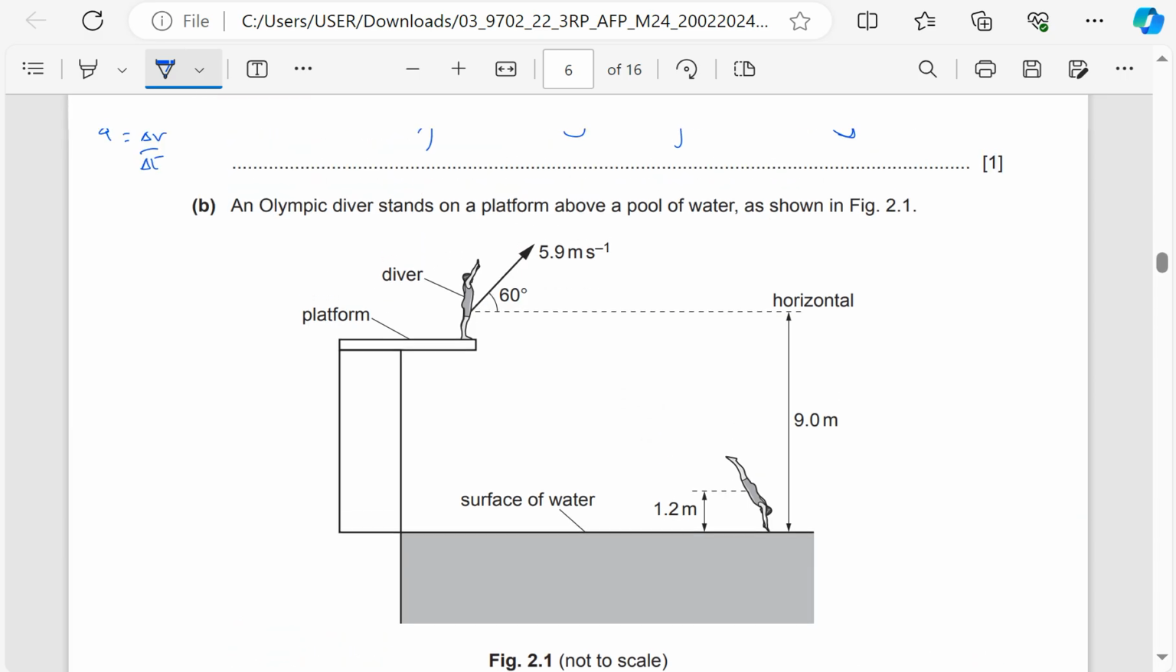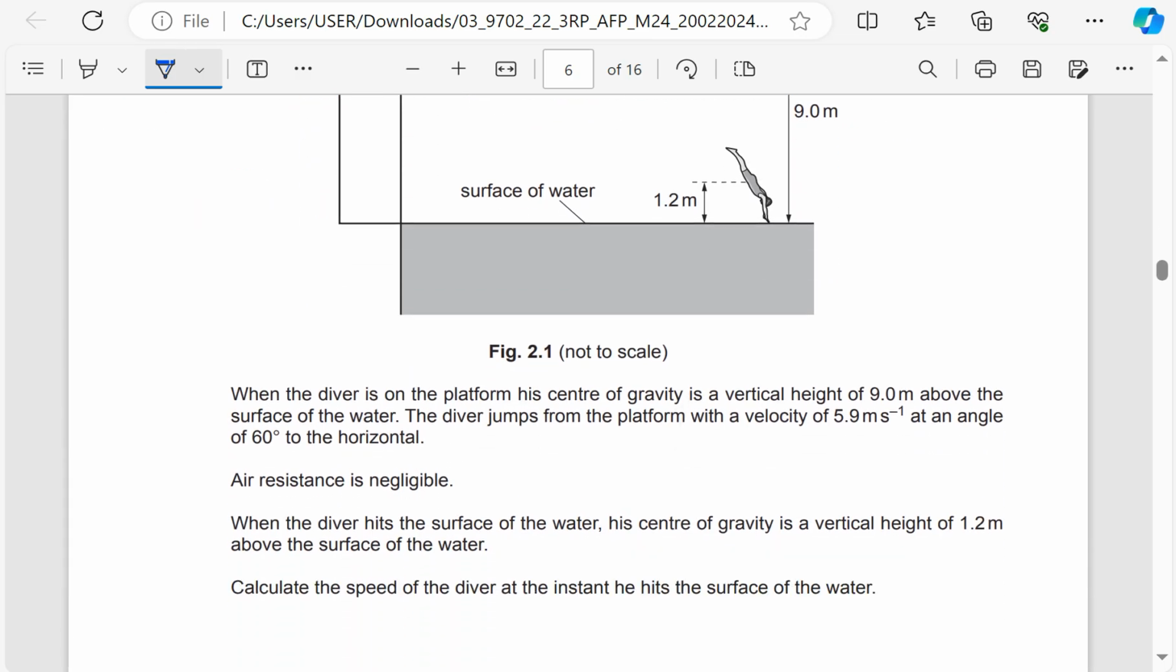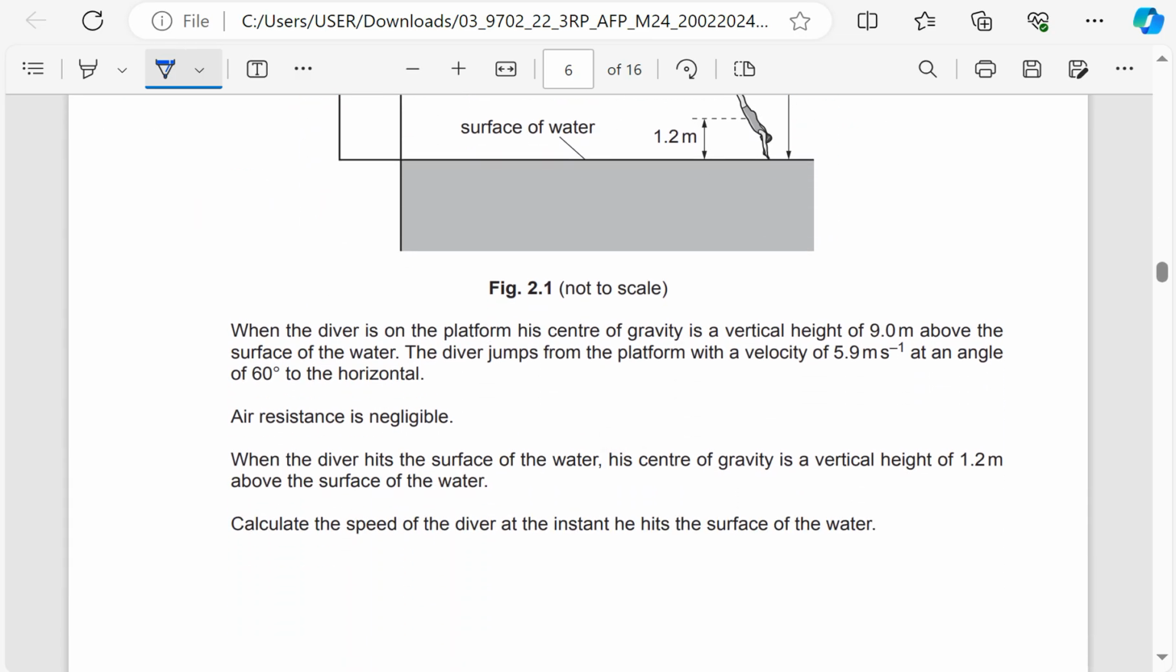Okay, so we notice that the velocity has two components. One in the horizontal would be 5.9 cos 60. If I consider the velocity in the vertical, it would be 5.9 sin 60. When the diver is on the platform, his center of gravity is at a vertical height of 9 meters above the surface of the water.